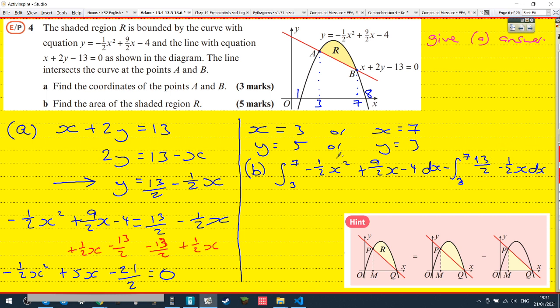But we could bring the two together, and then we won't have to do one integration. And in fact, we already did bring them together, didn't we? Oh, so we can use minus a half x squared plus 5x minus 21 over 2 with respect to x. I believe so.